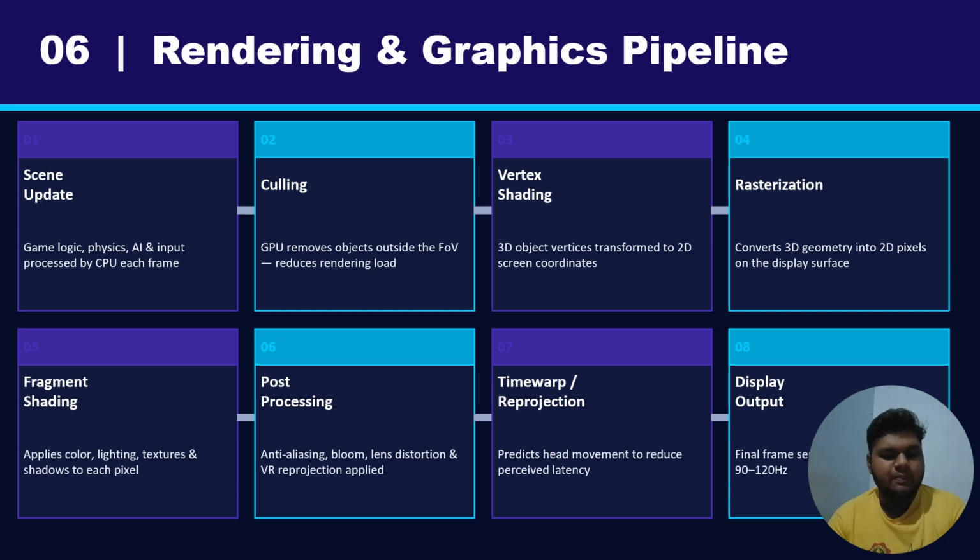The rendering pipeline is a race against time. The CPU processes the logic, the GPU culls objects you can't see to save power, and then rasterizes this 3D geometry into 2D pixels. To kill latency, we use time warp or reprojection, which predicts where your head will be a fraction of a second early to keep visuals smooth.